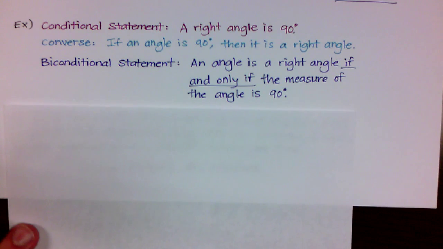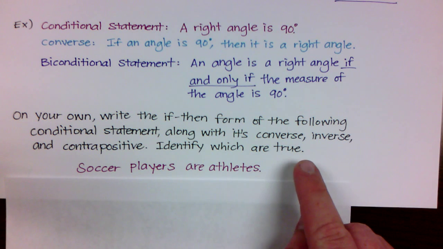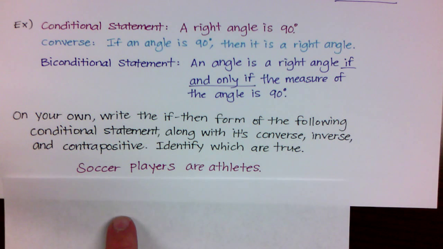So for the end, I have one problem for you to do on your own. I want you to write the if-then form of the following conditional statement. The statement is soccer players are athletes. And then I also want you to write the converse, the inverse, and the contrapositive of this statement. Once you're done with that, simply identify which are true, and then we'll talk about that in class.